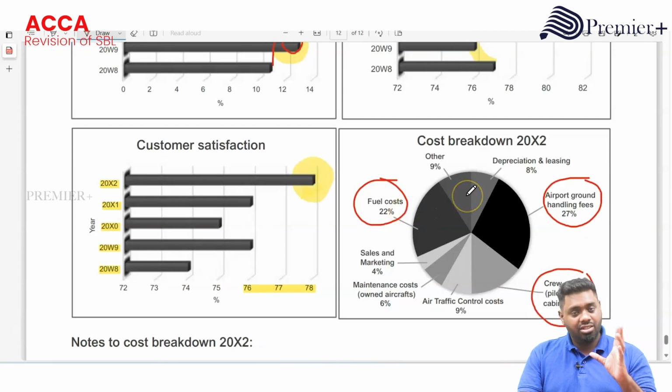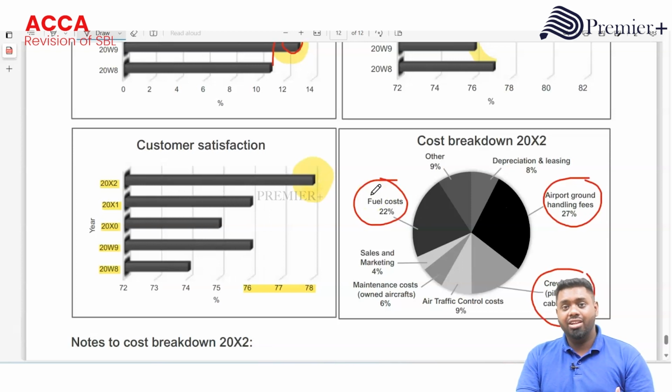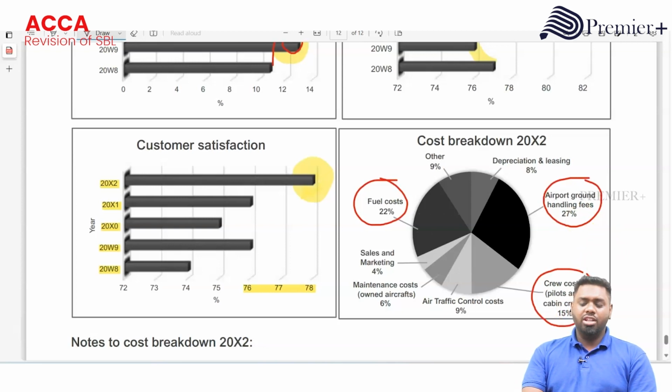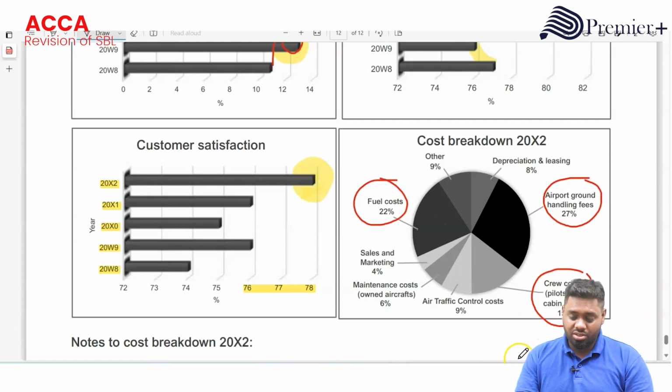So these three are direct costs needed to run the airline service. Fuel is needed to run, 22%. Airport ground handling fees, for them to do their work at the airport to ensure that the airline is operating efficiently without errors, on time. So 22 plus 27, 49%, plus 15% crew cost, 64%. So out of the total cost of the organization, 64%, almost 2/3, are directly related costs.